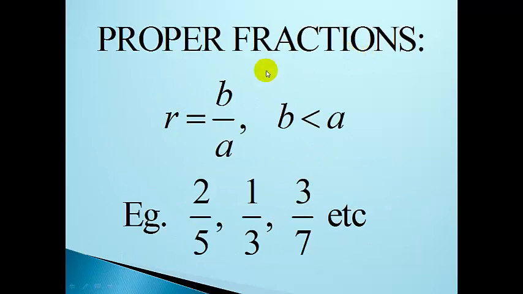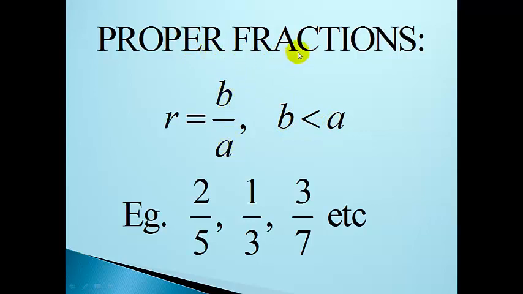So, proper fraction. Now, if R equals B over A, we can see that B over A is a fraction. For every given fraction, the number or the variable above the division sign is called the numerator, and the number or the variable below is called the denominator. Now, for a fraction to be a proper fraction, the numerator must be less than the denominator. That is why B is less than A. That is for R equals B over A to be a proper fraction. It means that B must be less than A, where B is the numerator and A is the denominator.